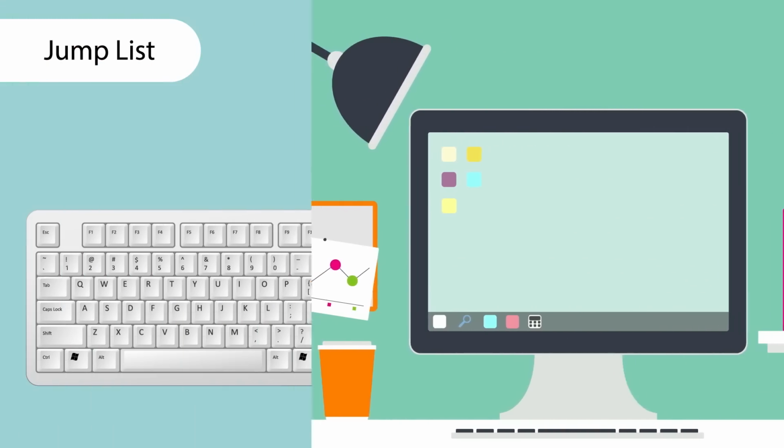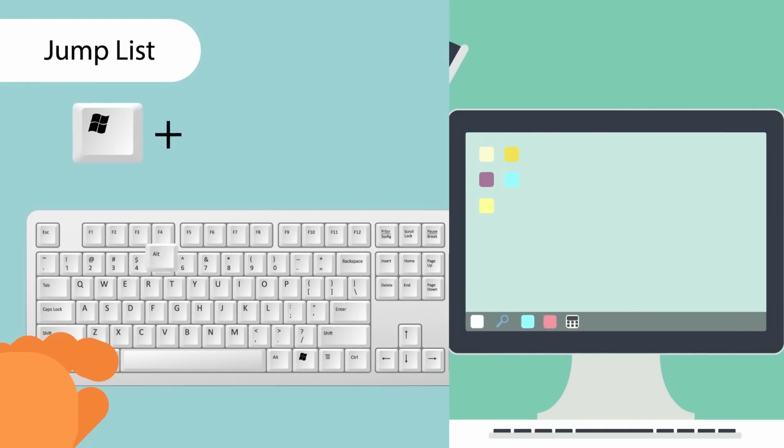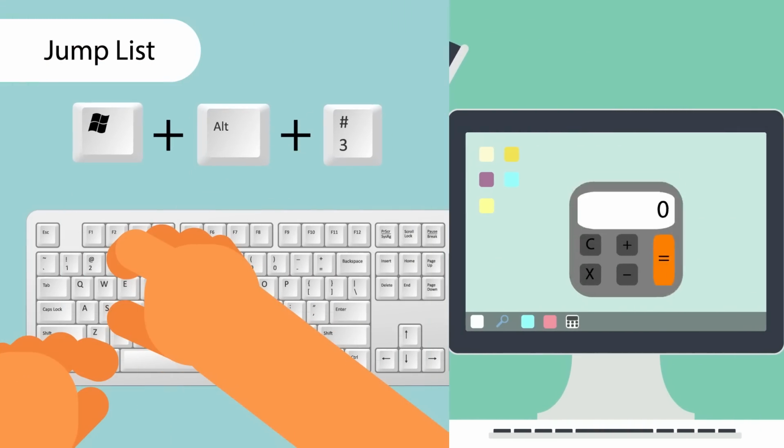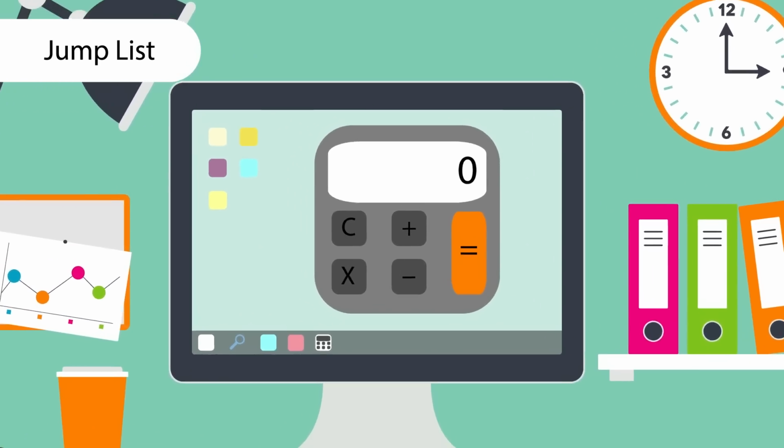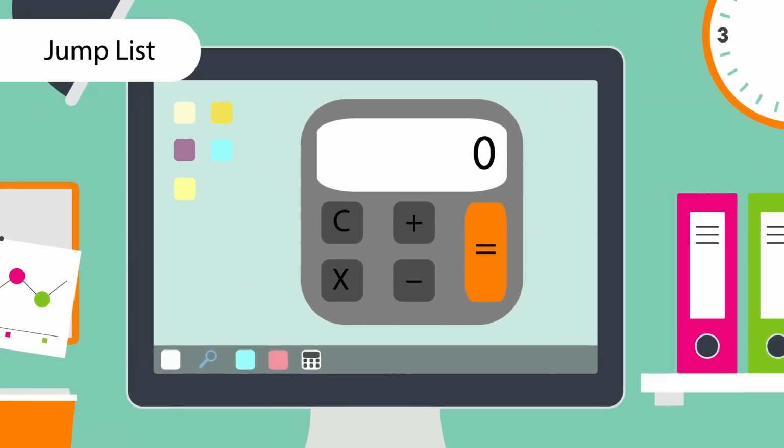Jump list. You can do something similar when you press the Windows key plus the Alt key plus the number that corresponds to the app in the taskbar. Only now you'll get a jump list, which is the same as if you right-clicked on the app.